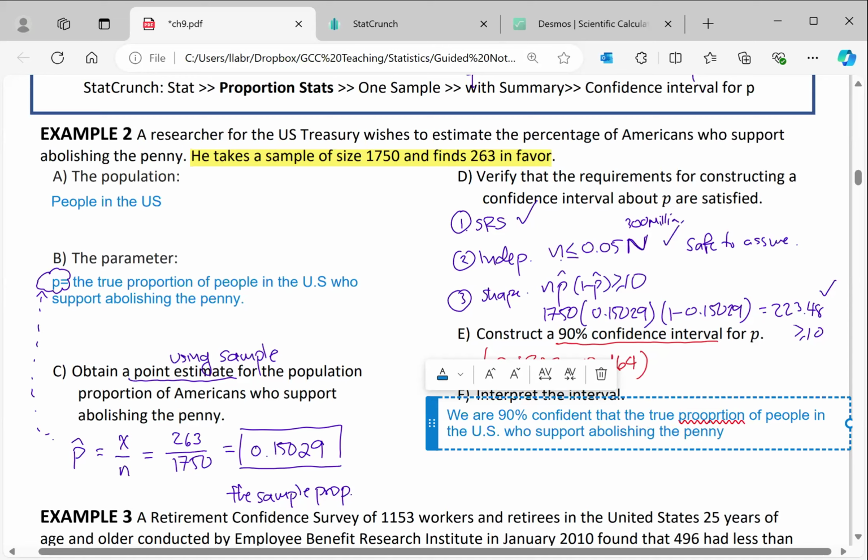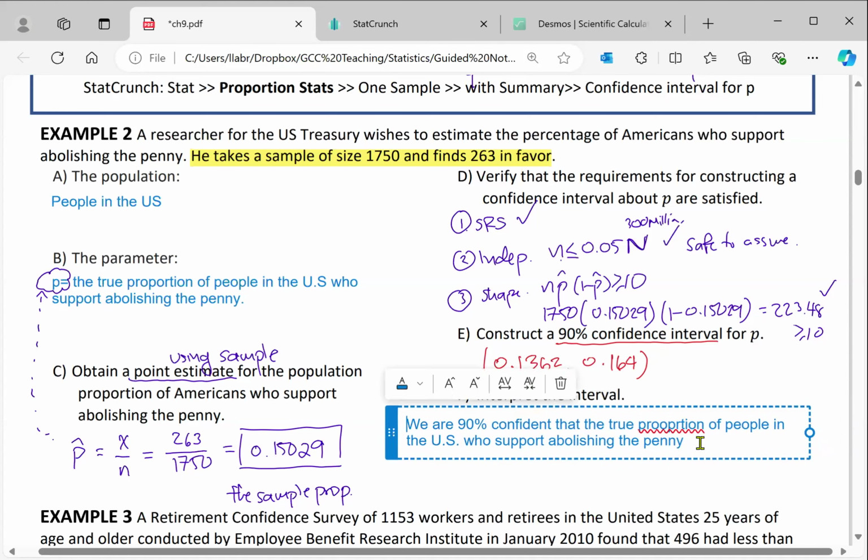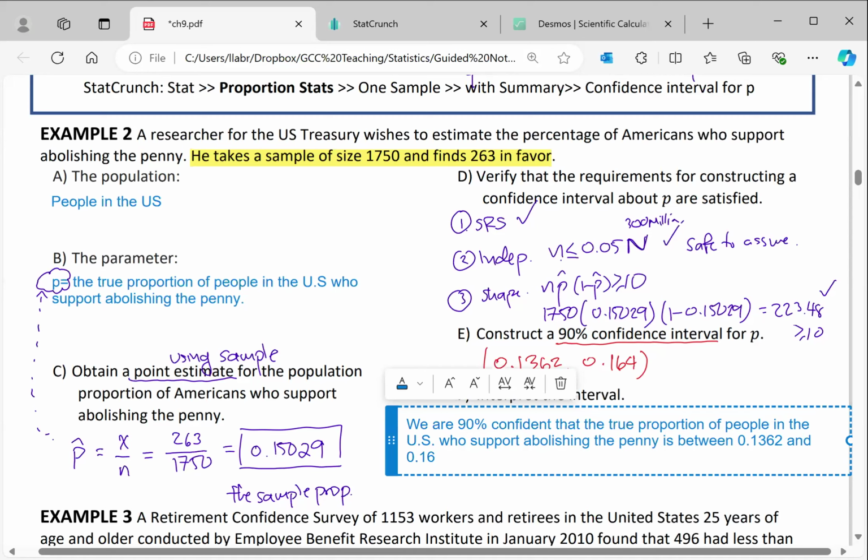And what do we just see? That it's between these two values up here. Is between 0.1362 and 0.164. So it's a very small value.